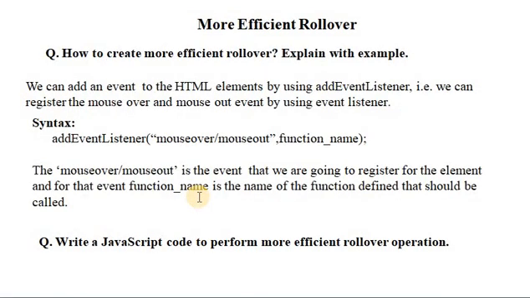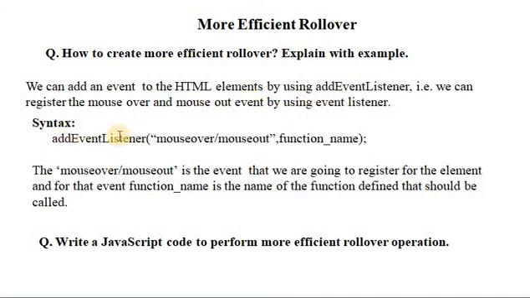Next point is the more efficient rollover. How to create a more efficient rollover? Explain with an example. This is the question related to that point, and the answer for this question is we can add an event to the HTML elements by using addEventListener. That is, we can register the mouse over and mouse out events by using the event listener.